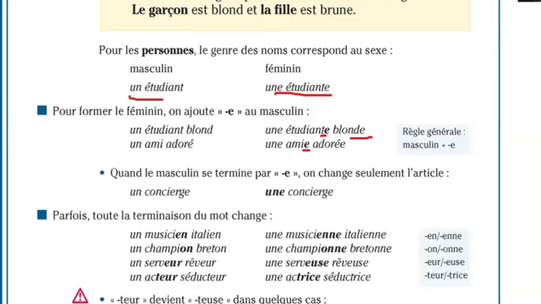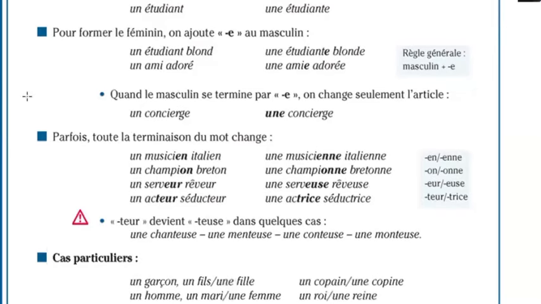Now, when words end in a consonant generally, like we have for étudiant, we add the E. Adding the extra E makes it feminine generally in French. You want to take note of that as a beginner when you are reading or writing. Now, the next thing to take note of is the rules captured below for you. Look at this rule in front of you. It says, pour former le féminin, on ajoute E. We add E to the masculine.